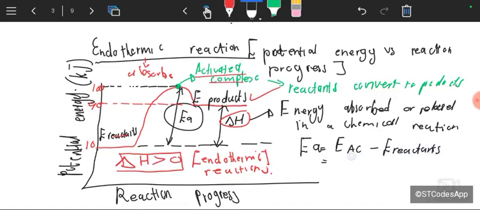Now check one thing. What is the energy of the activated complex? It's 100 over there. What is the energy of the reactant? It's 10. And then how do we get here? We get 90 kilojoules. It means the activation energy was 90 kilojoules. So you needed to absorb 90 kilojoules from 10 to meet the 100. The 100 is the energy at the activated complex. Then the activation energy is calculated like this: the energy of the activated complex minus the energy of the reactants. That's how you do it.